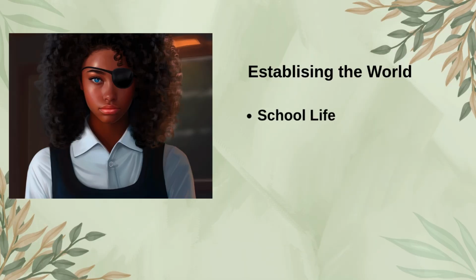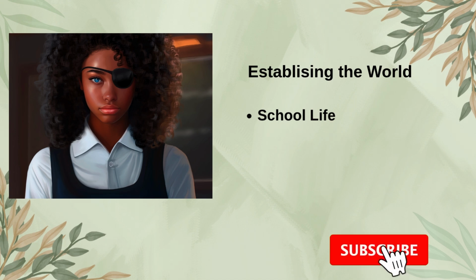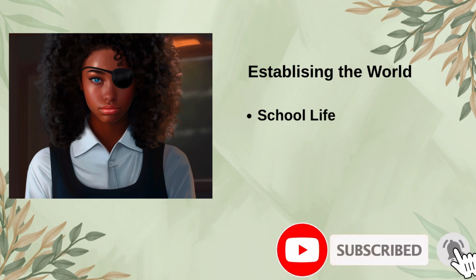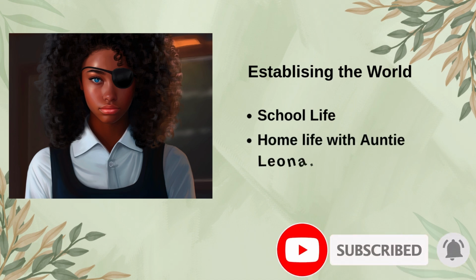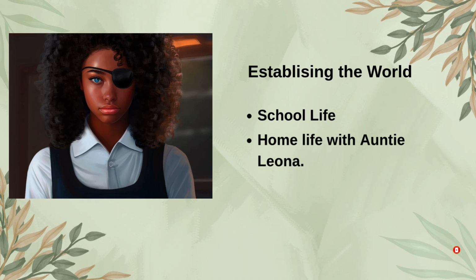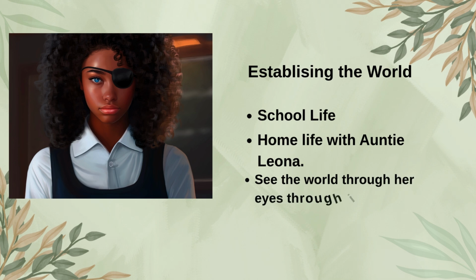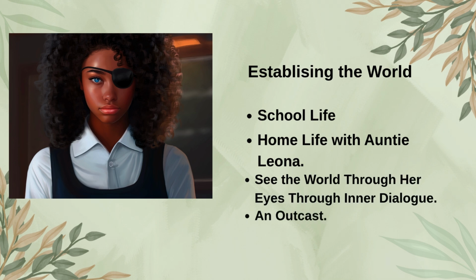This is how I established Amber's world. I described her life at school and her home life with her auntie. That is the world she knows and is comfortable in. But she is an outcast, and she tries to navigate her world in a way where she fits in enough to not draw attention to herself.